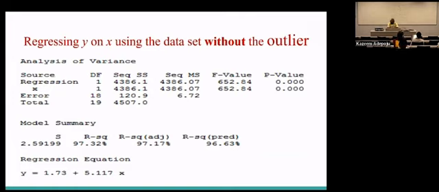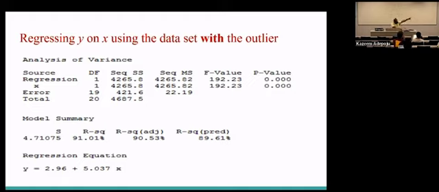If I want to know how good a model is, we can look at the R squared or the adjusted R squared in a situation where there is more than one independent variable. But right now, we only have one independent variable, so we can still trust our R squared. The R squared without the outlier is 97.32%.